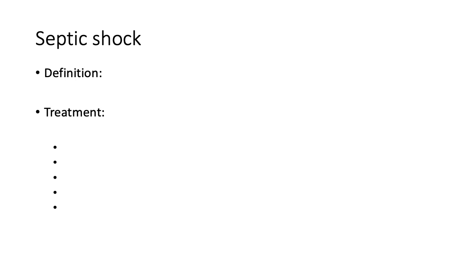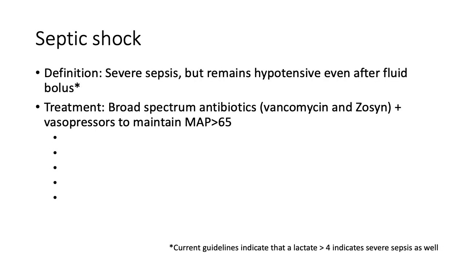Now let's do the same for septic shock. Pause the video, write down your definition as well as the treatment. So septic shock is severe sepsis, but the patient remains hypotensive even after the fluid bolus. The treatment is broad spectrum antibiotics, so vancomycin and Zosyn typically, or vancomycin and meropenem, and vasopressors to maintain a MAP greater than 65.